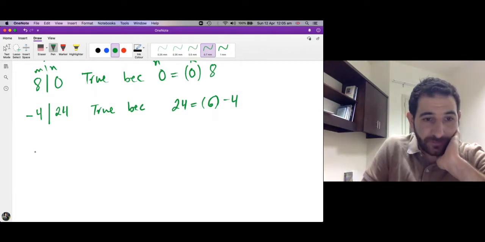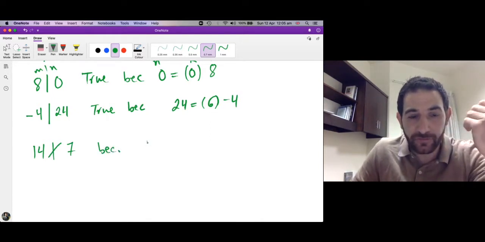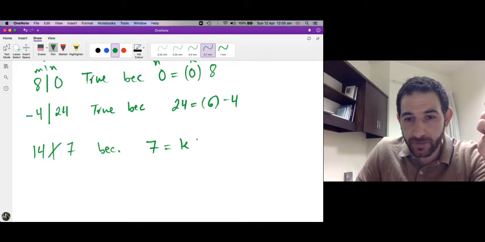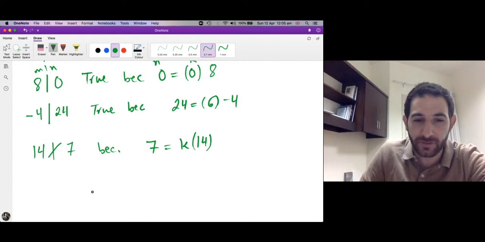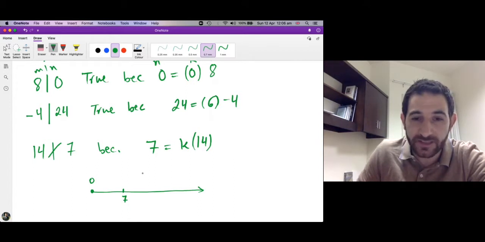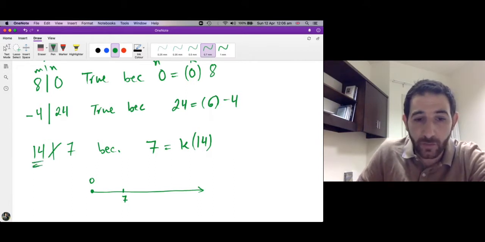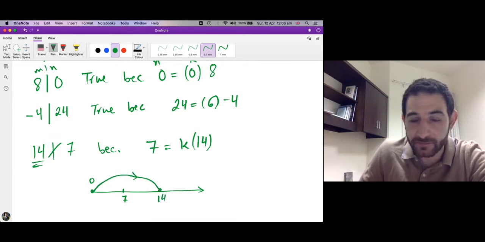Okay, now 14 does not divide 7. Why? Because if 14 divides 7, then we can find an integer k such that when we multiply it by 14, we arrive at 7. But this is impossible. Intuitively, this is the starting point 0, and this is the number 7, say. Now we need to get to 7 using steps of length 14. But if we take one step of length 14, we will jump over 7. We will never hit 7.